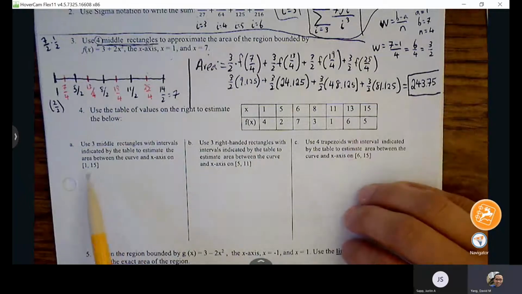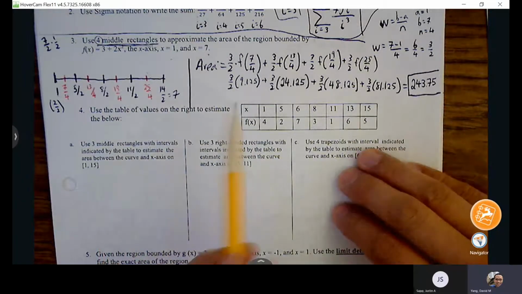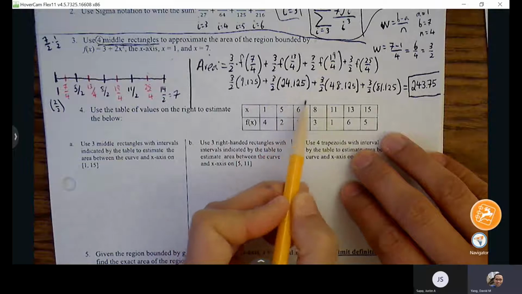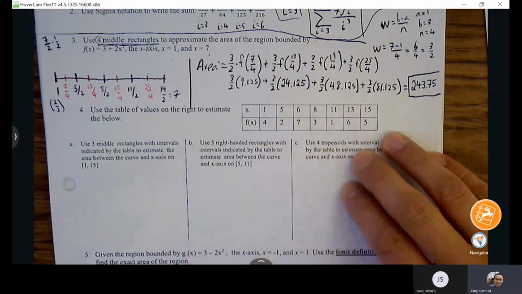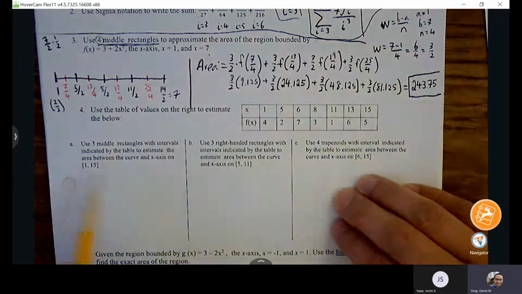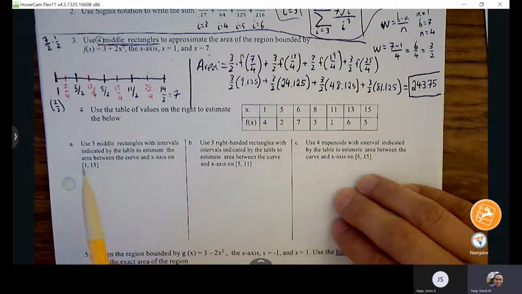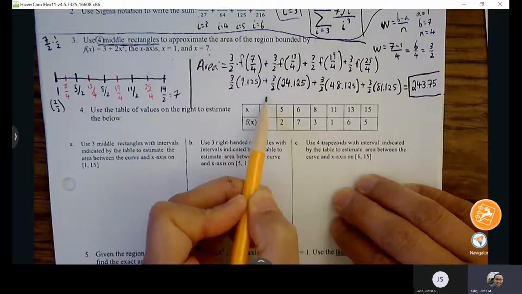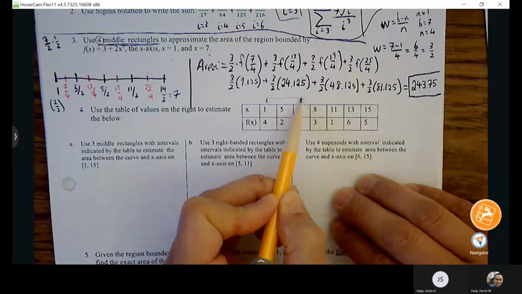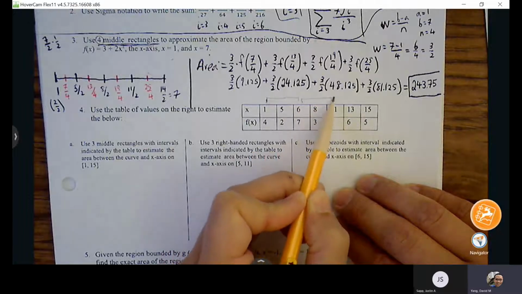Okay, so 1 to 15, we have to create our subintervals. Make sure that every bracket covers the same number of ordered pairs. So 1 to 15, 3 middle rectangles. So this will be 1 here, 2, and 3.